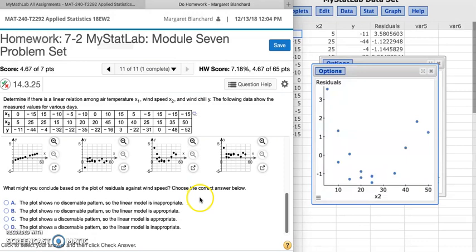Now, for the last part here, it says, what might you conclude based on the plot of residuals against wind speed? Choose the correct answer below. What we just talked about when we were comparing them is that we do see a discernible pattern. It's like a U-shaped pattern. It is not a random plot. So we can already take out A and B because they say there's no discernible pattern. What we also just talked about was that when the residual plot shows a discernible pattern, the linear model is not appropriate. So as we can see here, that's option D.